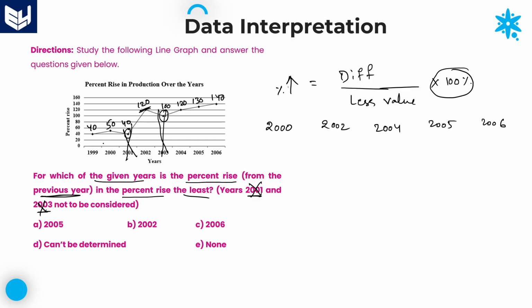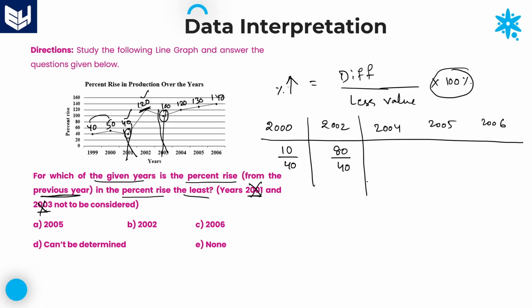First one, 2000. As comparing with previous year, what is the difference between 99 and 2000? Here 40 and 50, difference is 10. So this value is 10 by previous value, that is 40: 10 by 40. Whereas in 2002, the value is 120 and the 2001 value is 40. Therefore, the difference between 120 and 40, which is 80, divided by previous year value 40: 80 by 40.